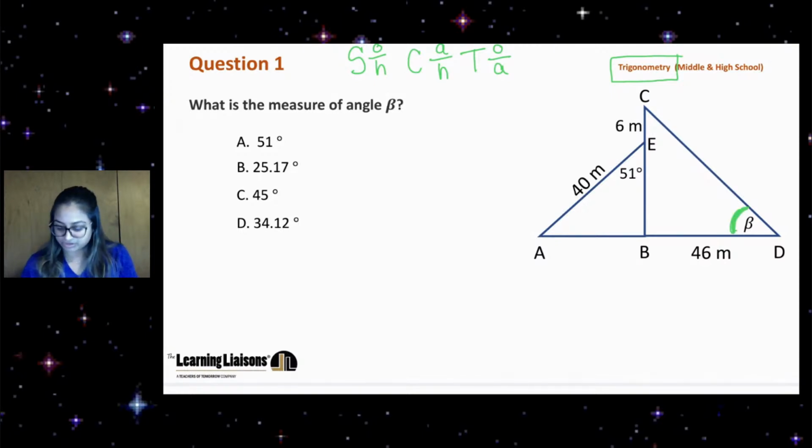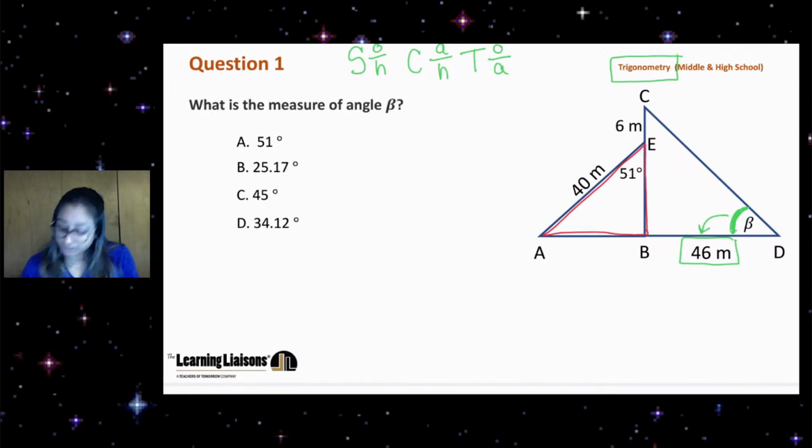And to solve for beta, we need a little bit more than just this 46, which happens to be the adjacent to beta. So we either need to figure out the hypotenuse or the opposite side, but we're not going to be able to do that without figuring out information from that smaller triangle. So let's look at the small triangle. We know that the small triangle is this size right here.